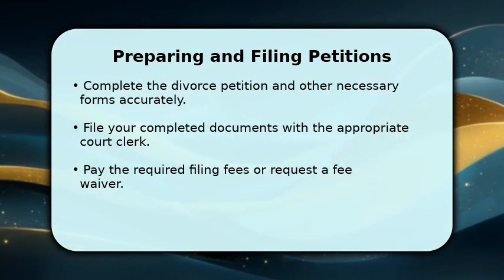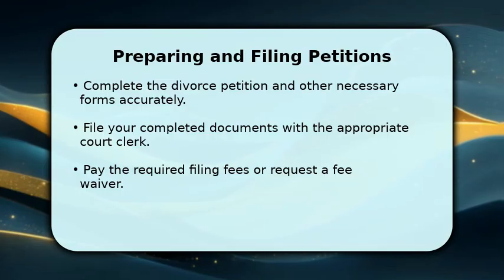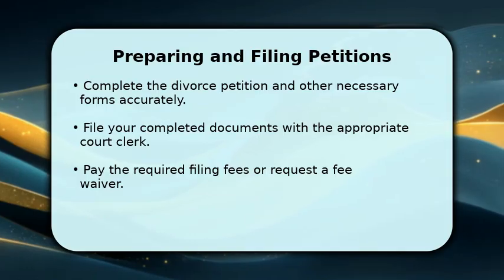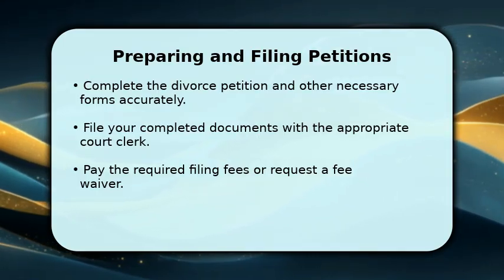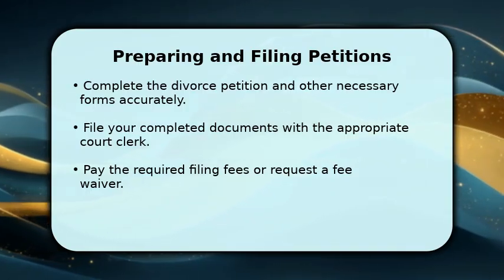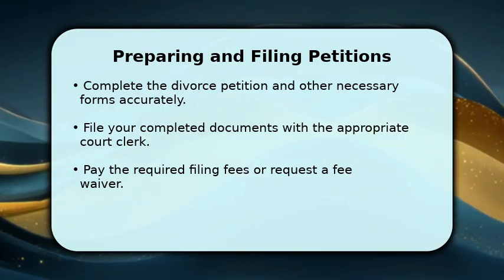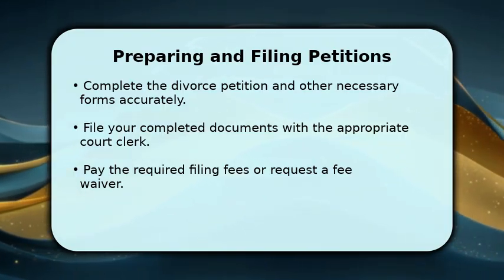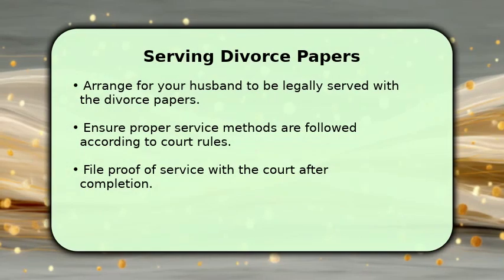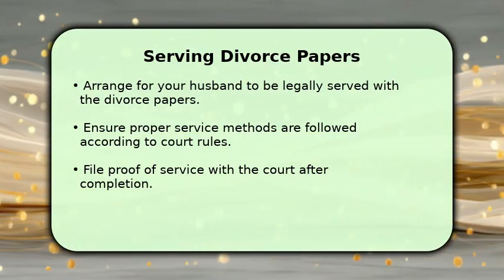Once you've gathered your information, the next step is to accurately complete the divorce petition and any other required forms. These documents outline your requests regarding asset division, child custody, and support. After filling them out, take them to the clerk of the court in the appropriate jurisdiction for filing. Be prepared to pay the filing fees, which can vary, or inquire about applying for a fee waiver if you meet the financial criteria. After filing your petition, you must legally notify your husband about the divorce proceedings.